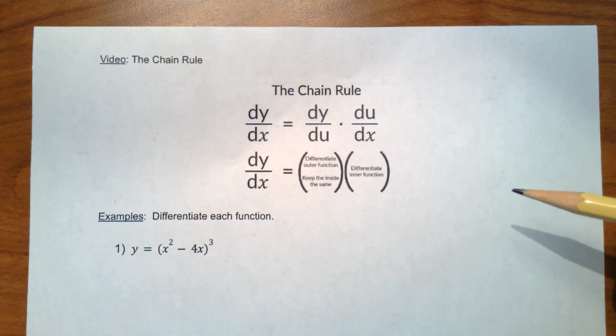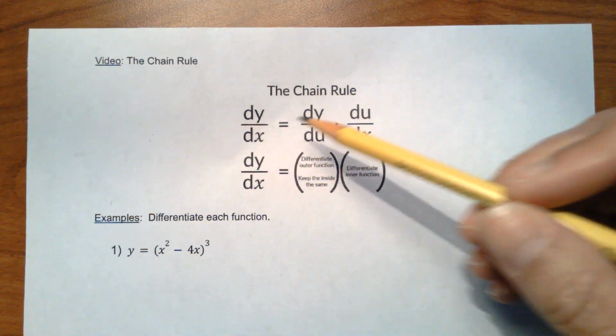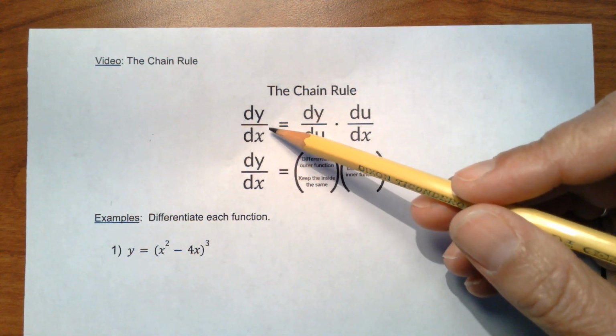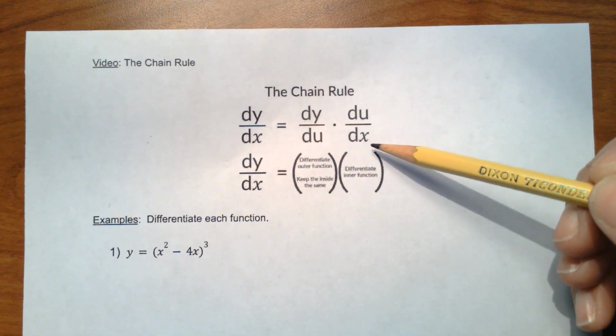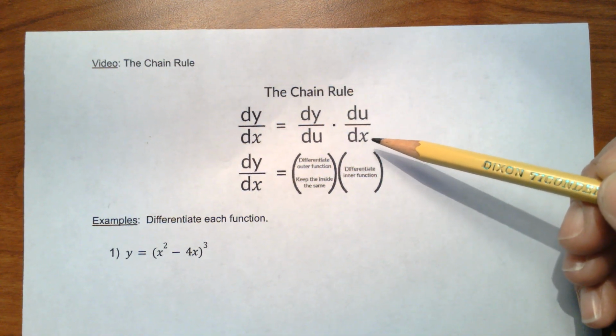This is used to differentiate equations. So let's get started. The chain rule states dy over dx equals dy over du times du over dx. What does this mean? Well, let's take a look at it.